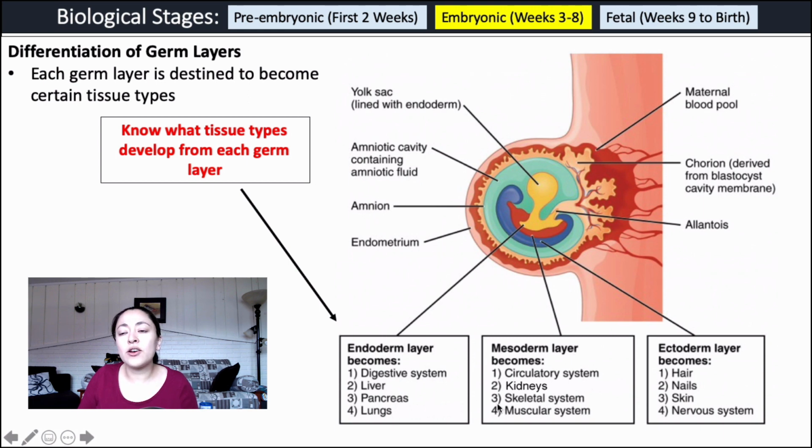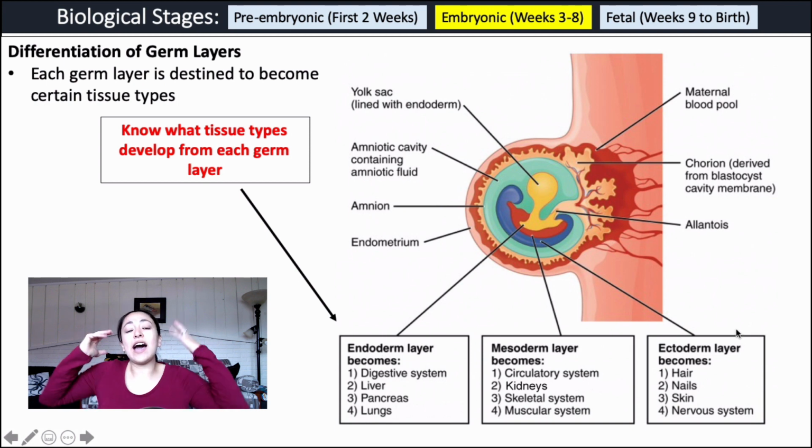The mesoderm layer, this is the middle layer, it becomes the major structures of the circulatory system like the blood vessels and heart. It becomes part of the kidneys, as well as the structures that make up the skeletal system like the bones and ligaments, and also the structures that make up the muscular system such as the smooth muscles and skeletal muscles. The ectoderm, this is the outermost layer.